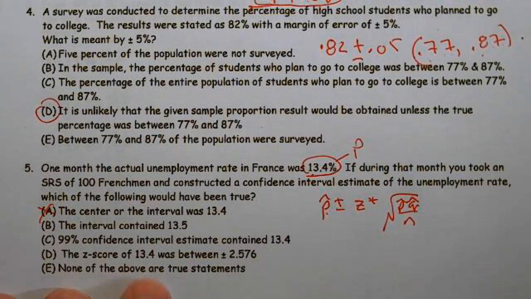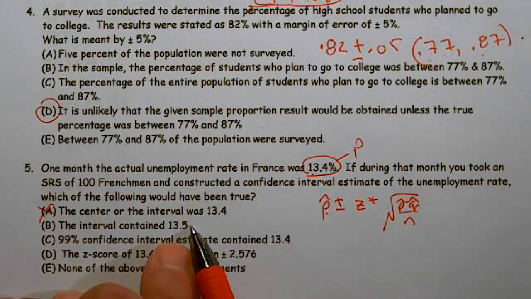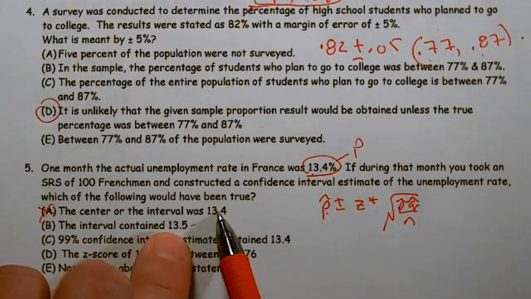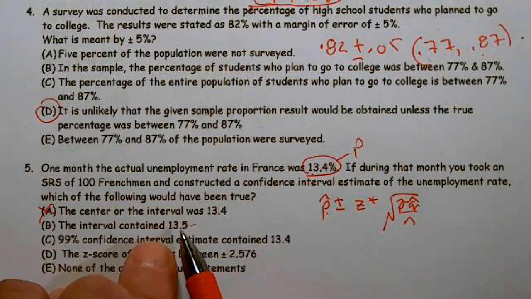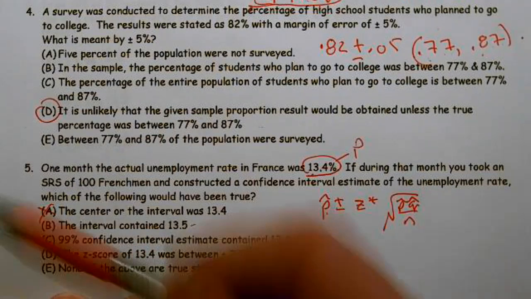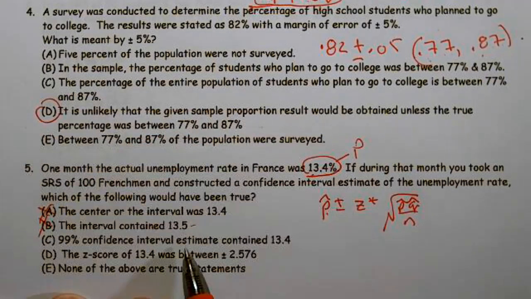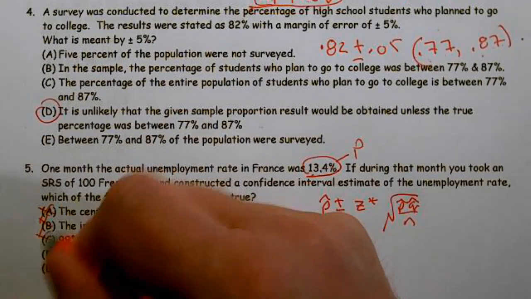The interval contained 13.5. Let's just change it to 13.4. No, we're not assured of capturing it. There's a 5% chance that it doesn't have the value. So if there's a 5% chance that it doesn't have 13.4, then there's also a good chance that it doesn't have 13.5. All right, so that's not assured. A 99% confidence interval contained 13.4. No, in this case, there's a 1% chance that it didn't. There's still a chance that it doesn't lie within the interval.